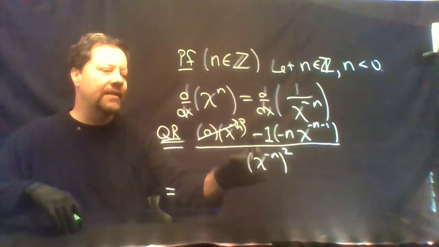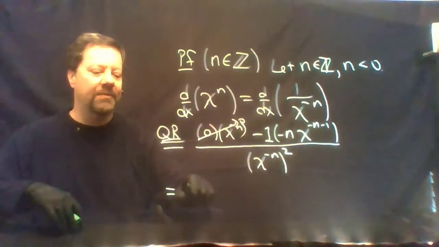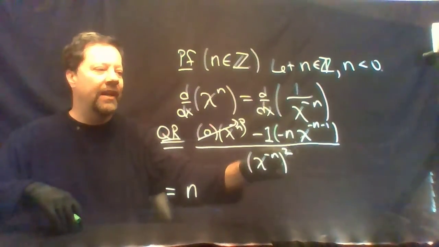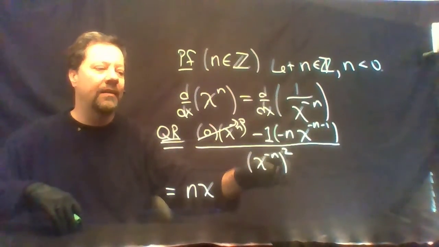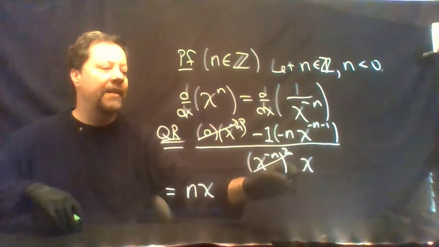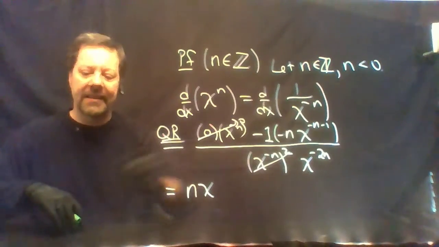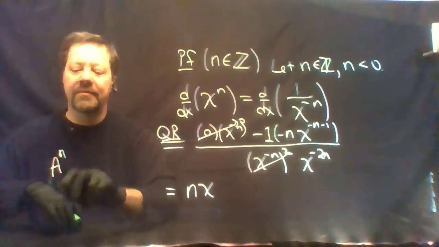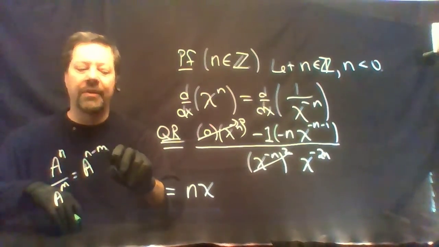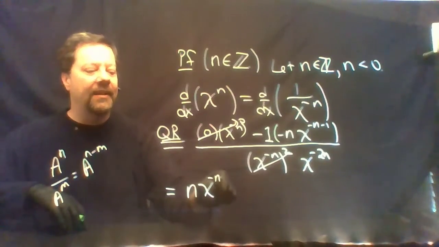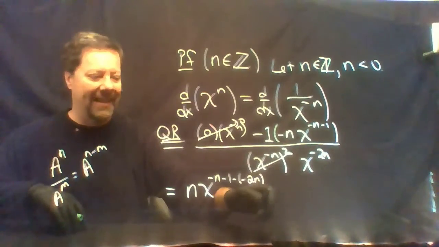Now, notice that on the top, first term is 0. We have minus minus. That's positive. We have x to the power of minus n minus 1, but the denominator is x to the minus 2n. And when you divide things having the same base, you subtract the exponents. So we're going to have minus n minus 1 minus negative 2n. Well, what is that?